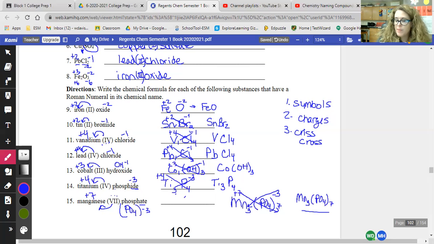Right, so that wraps up page number 102. Keep practicing. My advice would be to have somebody write these down on a piece of paper, and you should go back and re-practice them and make sure that you're able to go from the formula to the name and the name to the formula.